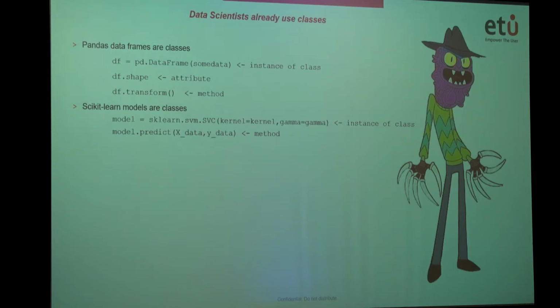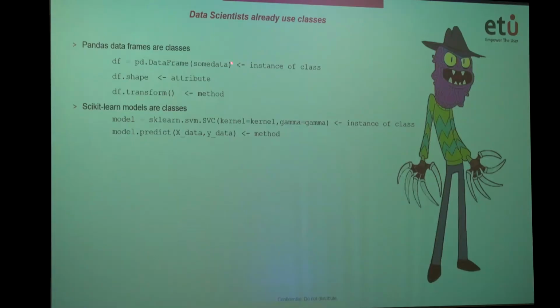Because if you're a data scientist working in Python, you're already working with classes anyway. Aside from the fundamental classes that get used in data types, pandas DataFrames are classes. So if you've made yourself a DataFrame, you've made an instance of the class DataFrame. It has attributes like shape, that's just a trait that it has, and it has methods, transform, mean, describe, all these things that you use, right?